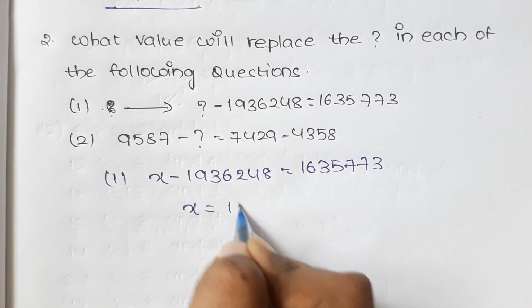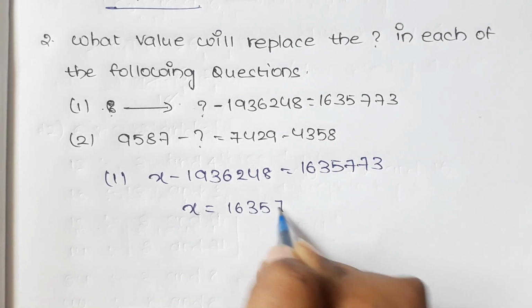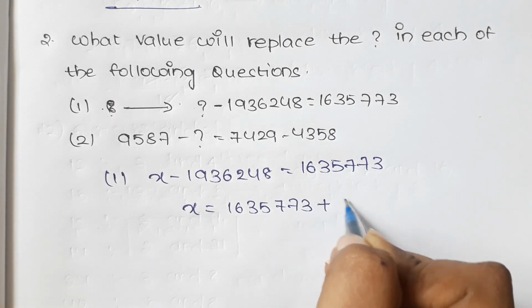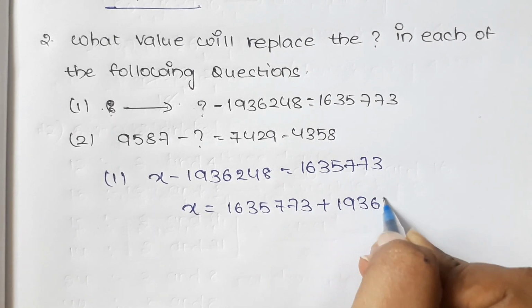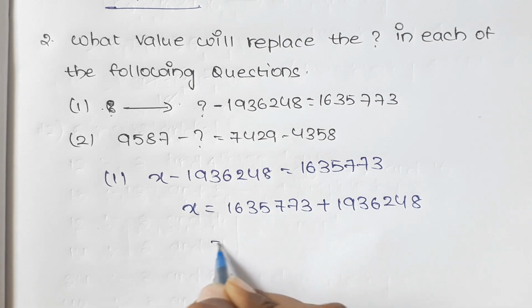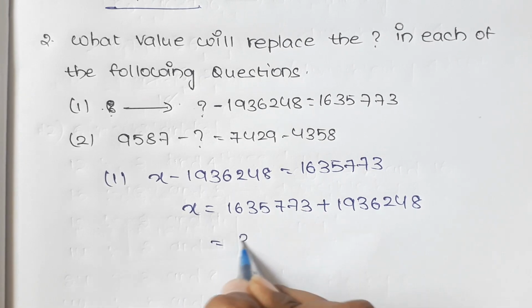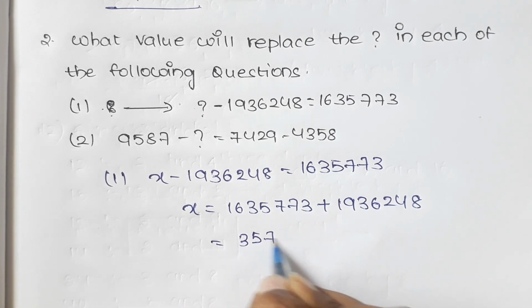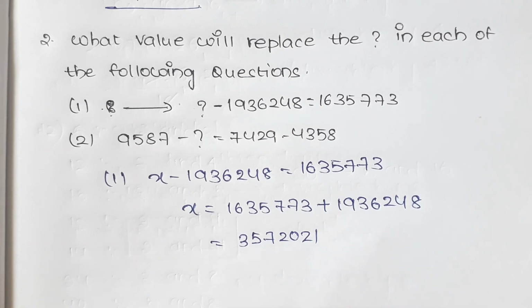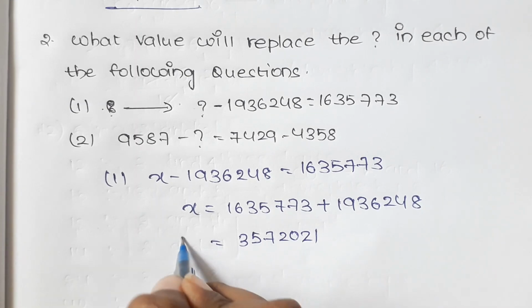So 1635773 plus 1936248. We should find this addition. That is, we will get 3572021, and this is the x value.